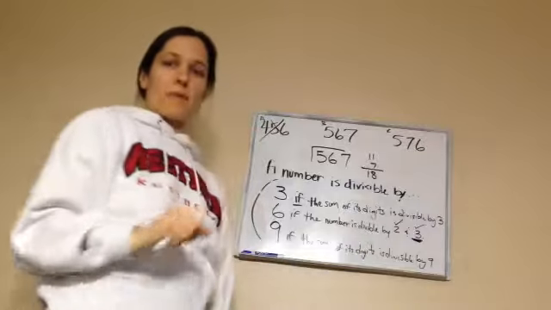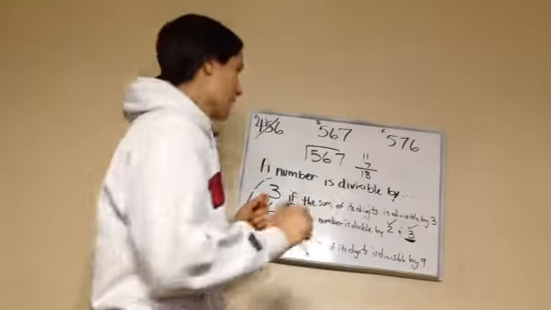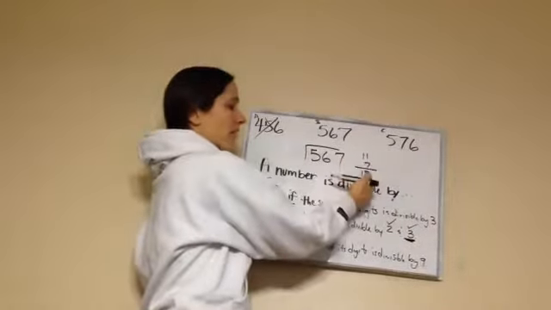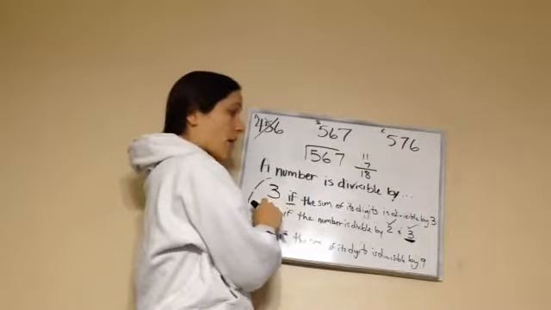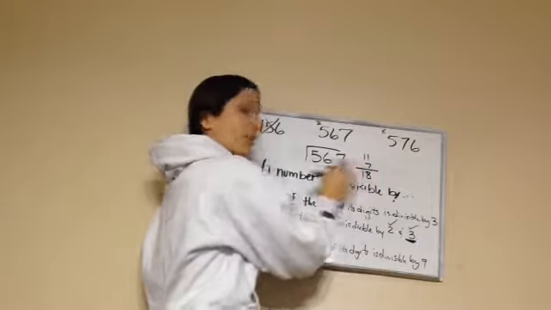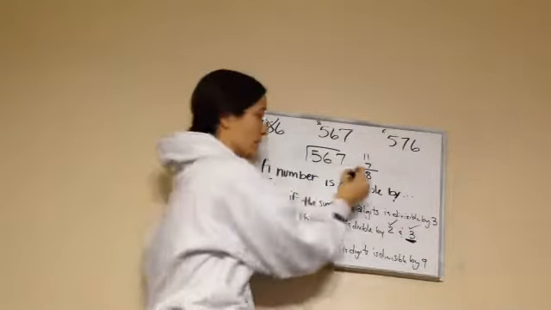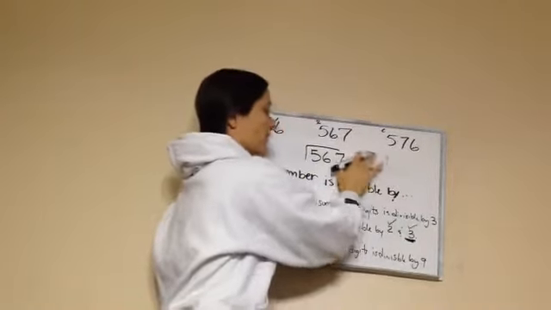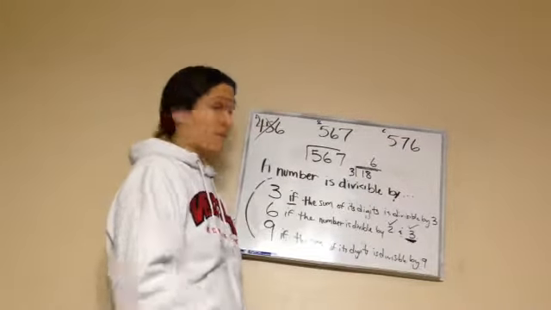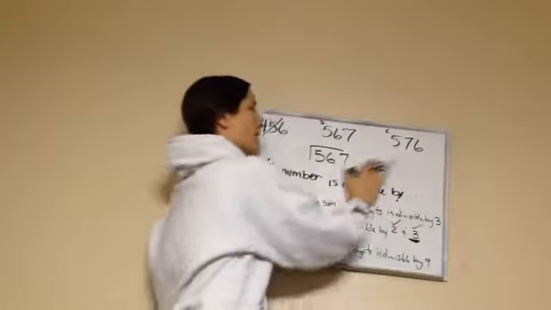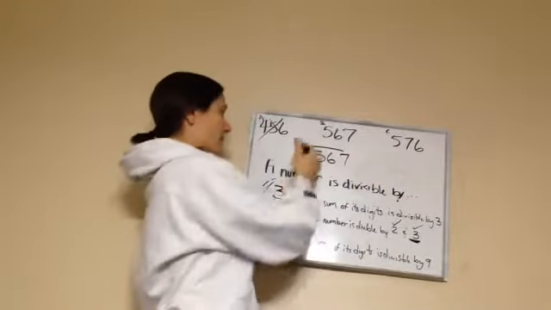Excellent. Okay, as I was saying, if we have 11 plus 7, that equals 18. Okay, so does 3 go into 18? 3 times 6 is 18. So is it divisible by 3? Check mark.